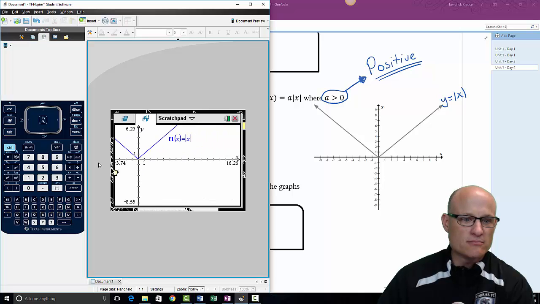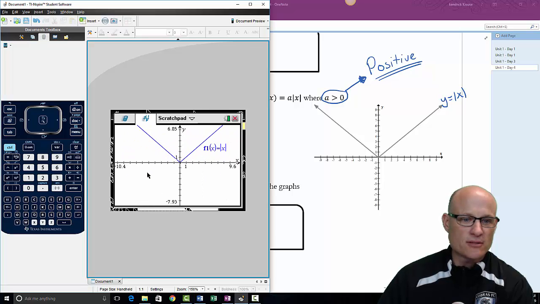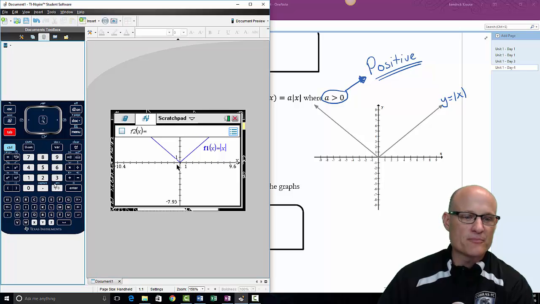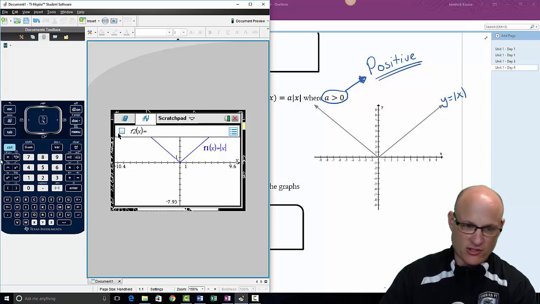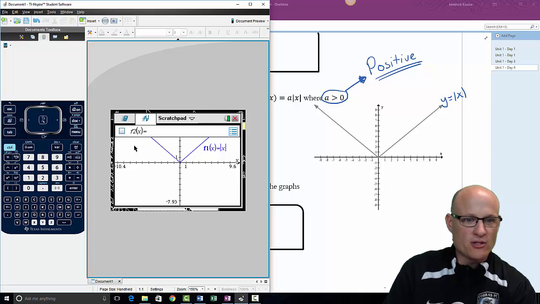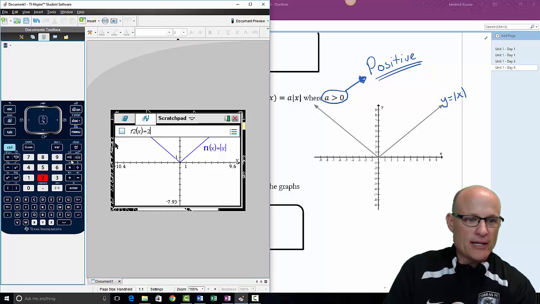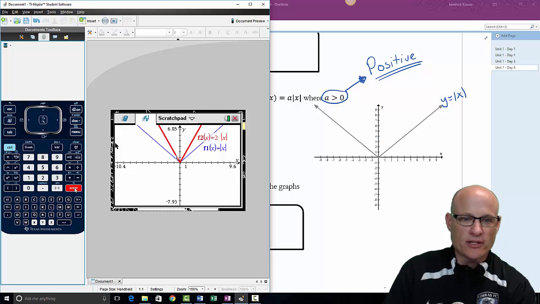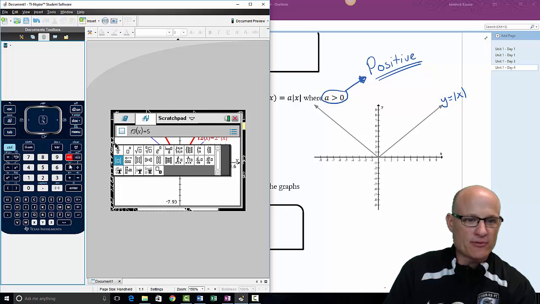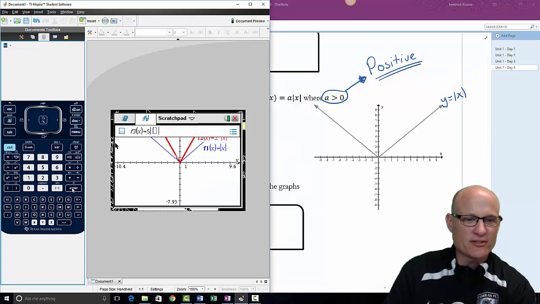Not sure why I did that. Tab. Oh, there we go. 2. I'm going to use my mouse. It's just a little bit easier. So I'll go over here. 2 absolute value of x. Oh, okay. Red. Let me just go. Let's hit tab again. And we're going to do 5 absolute value. Was it 5? 5, yes. 5 absolute value of x.